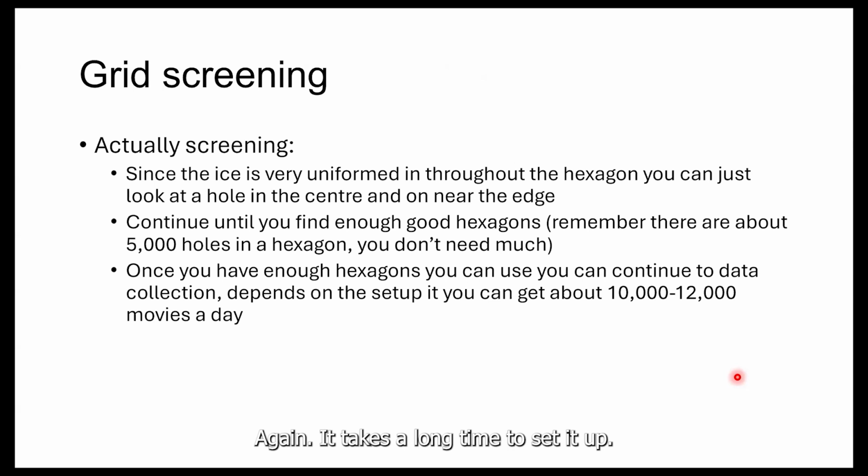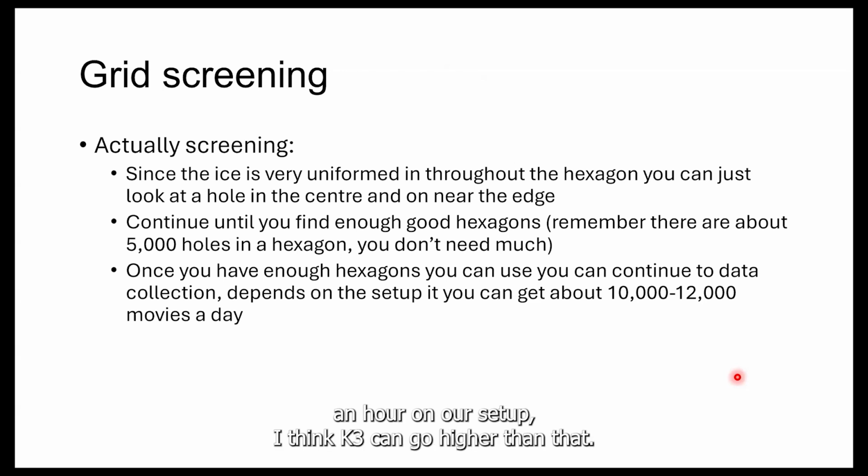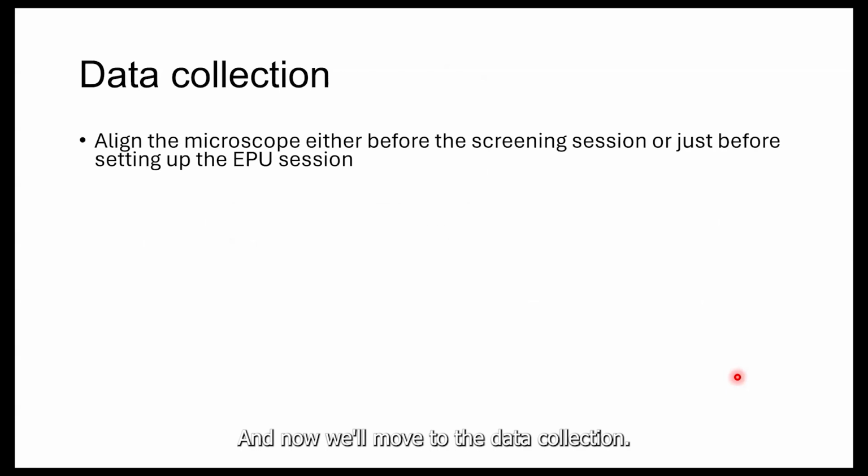Again, it takes a long time to set it up. You want to run it with your facility for a while to make sure everything works well. Since you need 10,000 to 12,000 movies in a decent data collection, and you collect about 1,000 movies an hour on our setup, I think K3 can go higher than that, in 10 to 12 hours, you're done. So it's a very fast collection, and you only need like 3 or 4 grid squares, hexagons, so you don't need a lot. And now we'll move to the data collection.